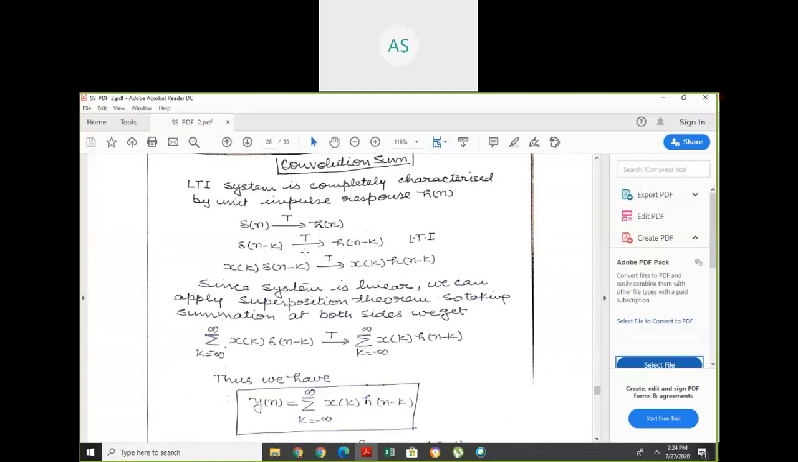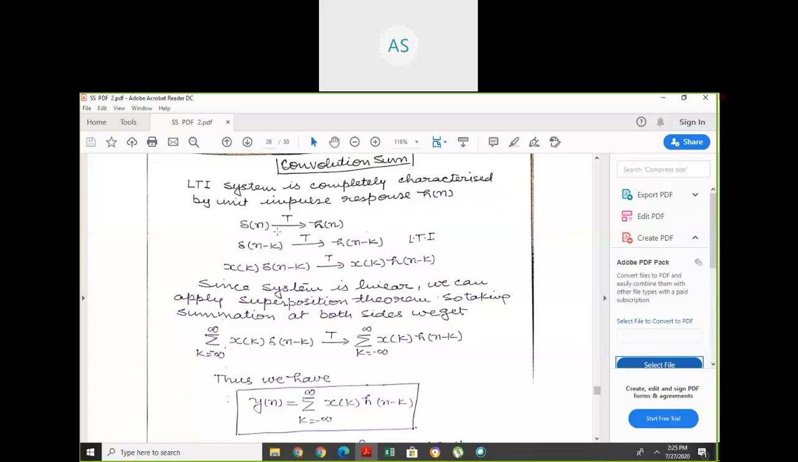Then next is convolution sum. Convolution sum is for discrete time signals. An LTI system, linear time invariant system, is completely characterized by the unit impulse response h of n. In case of continuous time signal, this is represented by h of t, and since this is the discrete time signal, the unit impulse response is denoted by h of n.